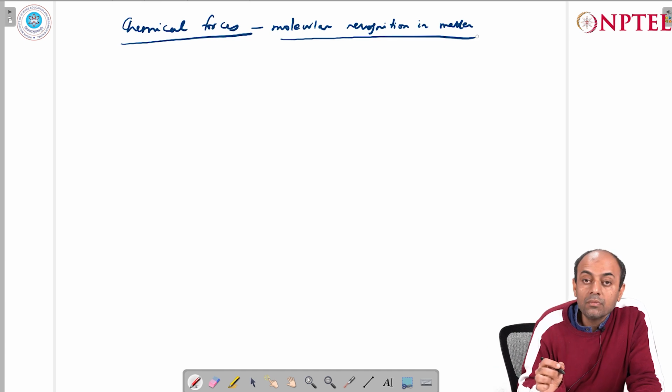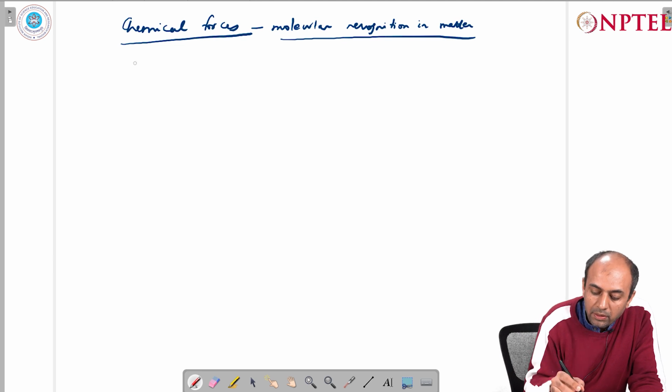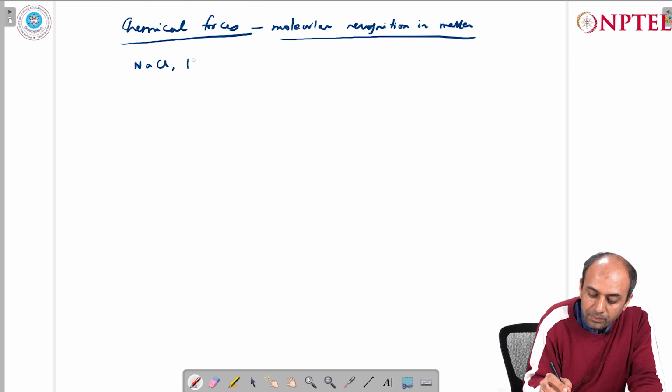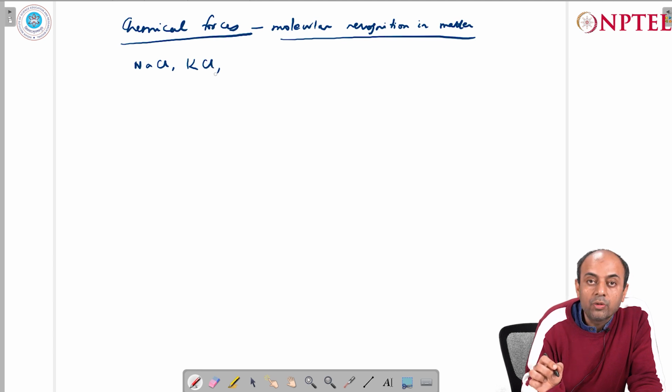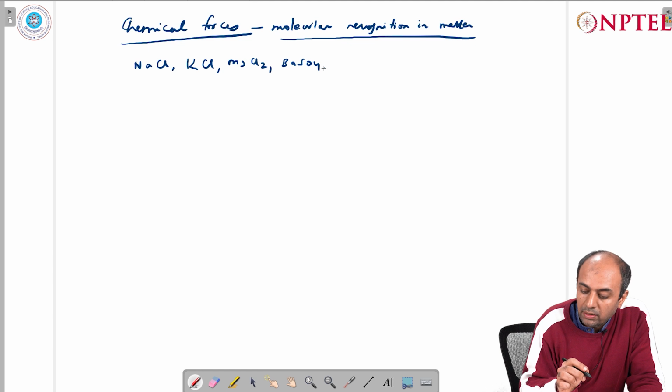matter. And to start with, we are all aware of very simple solids. For example, sodium chloride, potassium chloride, magnesium chloride, barium sulfate. This gives rise to the class of ionic solids.